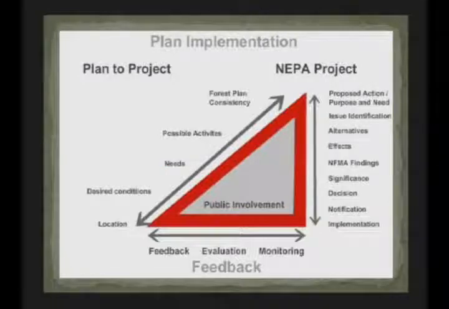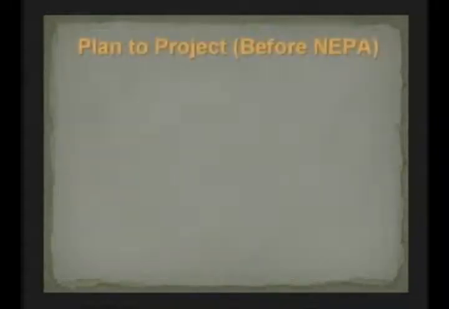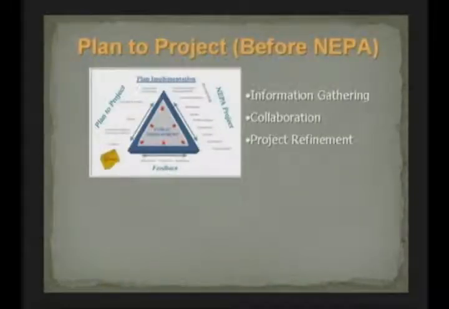You will take a look at some of the many ways you might achieve the desired results and/or meet the identified needs. You'll also review the existing planning decisions and direction that could influence what you want to do. This is the information gathering phase of the planning process. This is also where collaboration between the agency and the stakeholders takes place. The end result is a refined project that will then move to the right side of the triangle, the NEPA analysis.